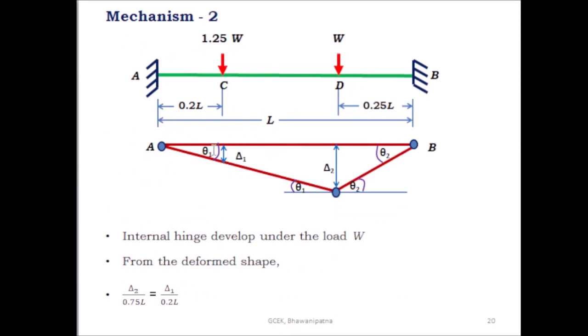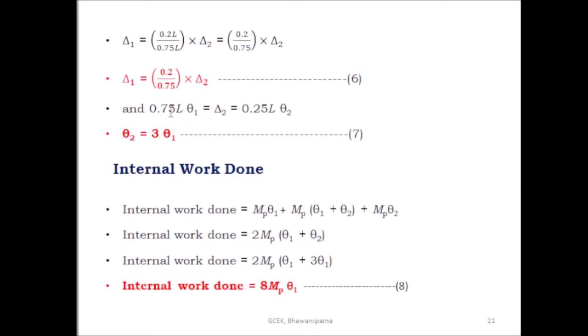Then here we know this is theta 1 and this is theta 2. This length is 0.75 L and this length is 0.25 L. So 0.75 L into theta 1 is equal to delta 2 is equal to 0.25 L into theta 2. From this relation we get theta 2 is equal to 3 theta 1. So this is equation 7 and this one is equation 6.